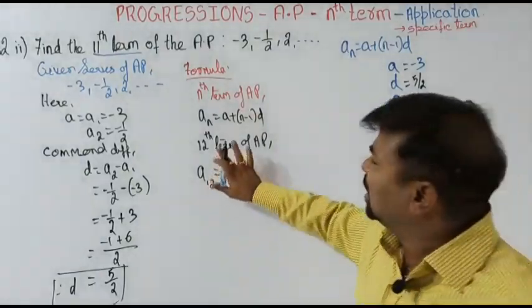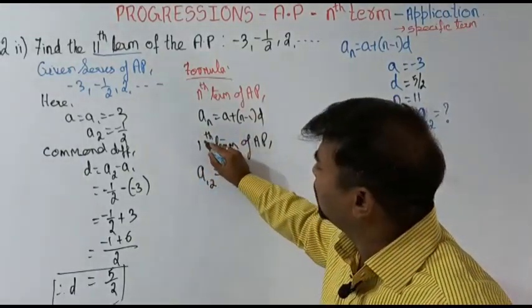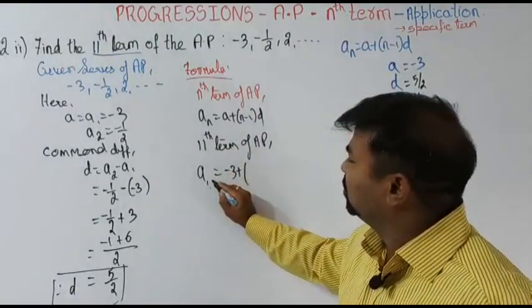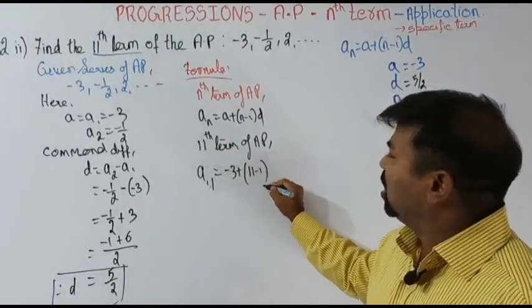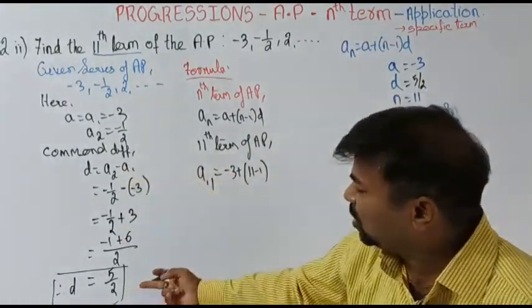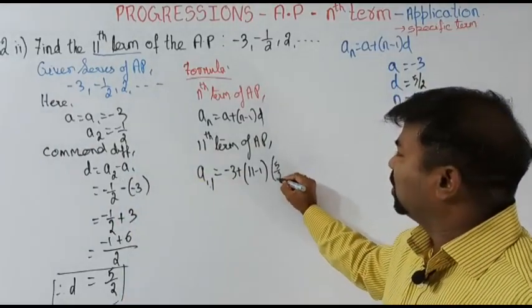So I think he is asking for the 11th term. Let us plug in the 11th term there. So 11 minus 1 into d. What's the d value we got just now? It's nothing but 5 by 2.